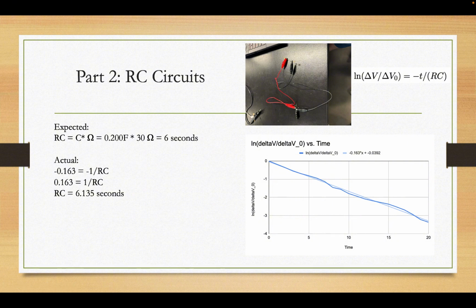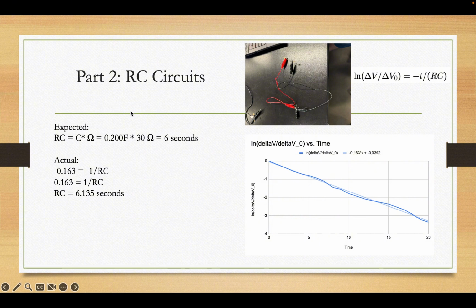The RC value represents the time constant of the circuit, so it's measured in seconds. Making this a linear line, our y is the natural log of delta V over delta V naught, and our x values are time, t. The slope of this will be negative 1 over RC. We know the slope here is negative 0.163. Solving for this, we get that the RC from the experiment was 6.135 seconds.